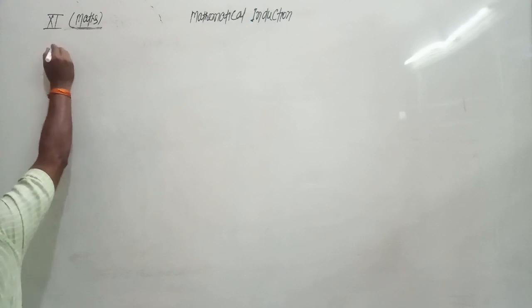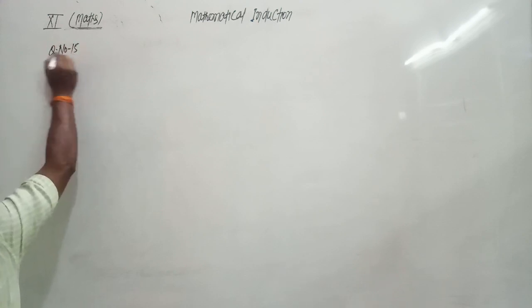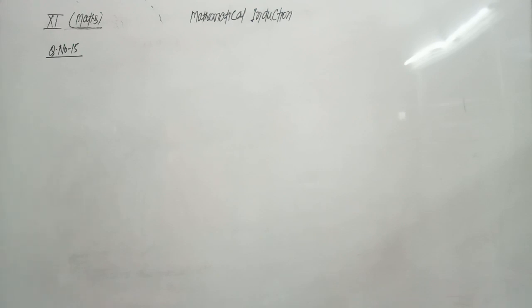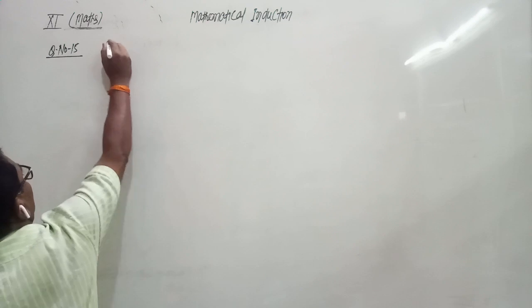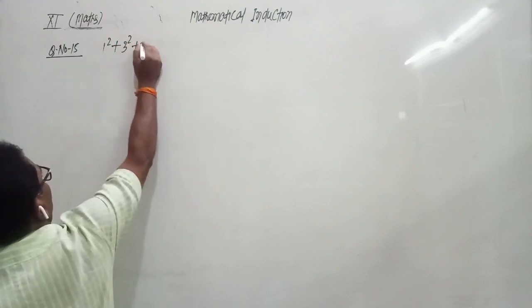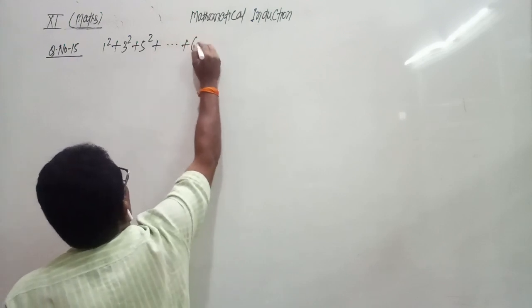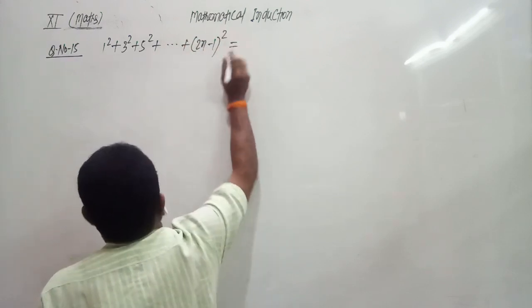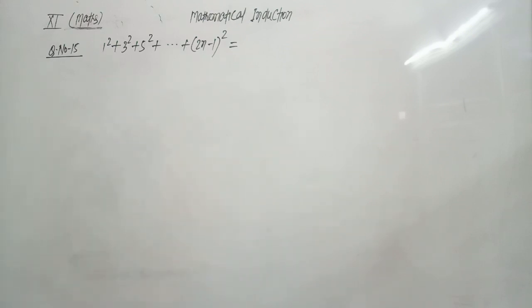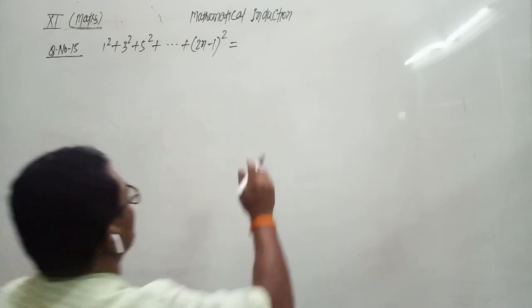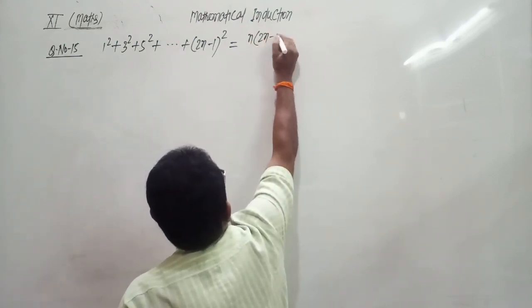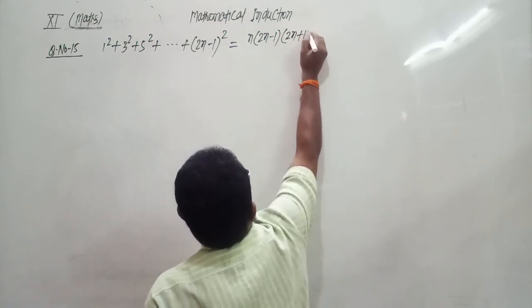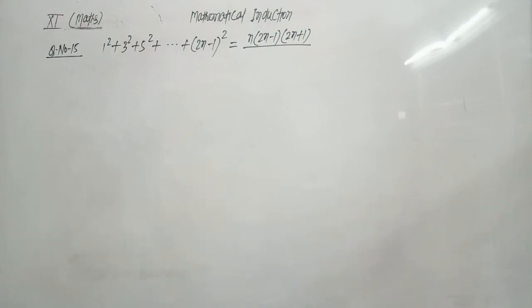Now question number 15. 1 square plus 3 square plus 5 square plus up to 2n minus 1 the whole square equals n into 2n minus 1 into 2n plus 1 upon 3.